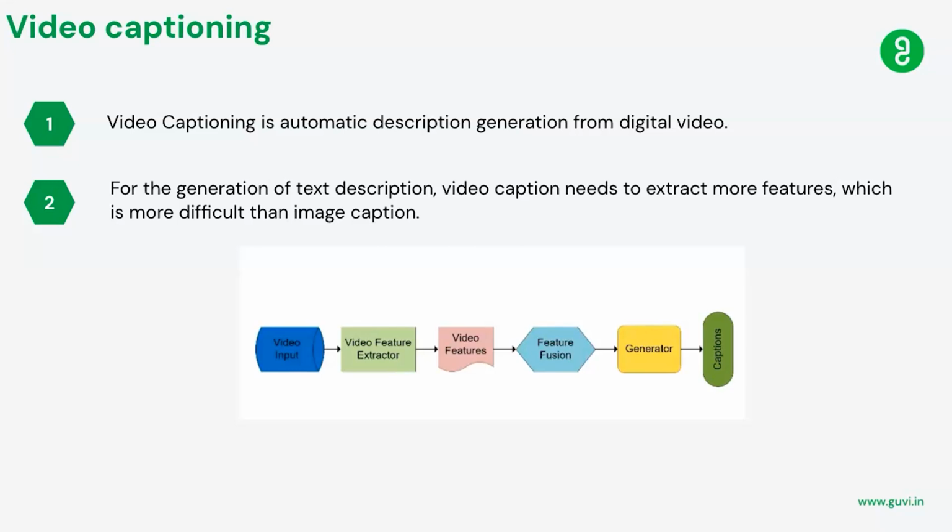So the kind of models that are used is the video feature extractor, which can generate video features specifically, and then fusing these features so that you can have a textual output from the generated model.